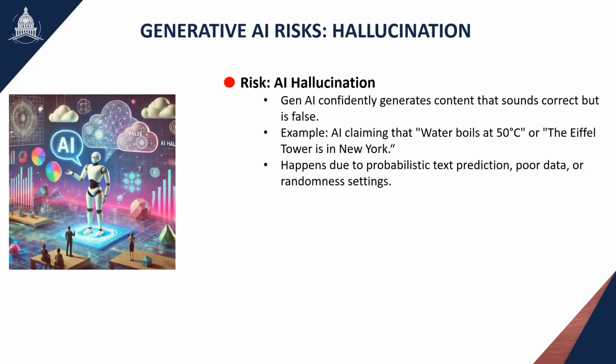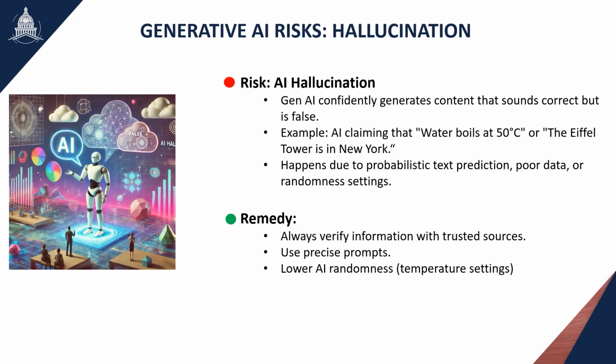One major risk with GenAI is hallucination. Hallucination occurs when AI confidently generates false information. Imagine asking for the boiling point of water. AI tells you 50 degrees Celsius instead of 100. That's a problem, right? Why does this happen? AI does not know facts. It predicts words based on probability. If it is trained on poor quality or outdated data, or if randomness settings are too high, it can generate misleading answers.